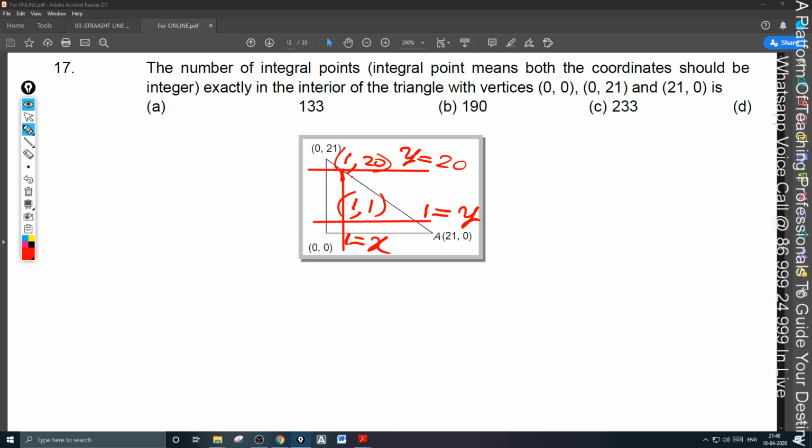Abhishek, you are saying, sir, can we form equation of line and check sign for origin? You need not form the line equation. Line equation, it is very well known. It is 0, 0; 0, 21; 21, 0, so the line equation is x plus y equal to 21.